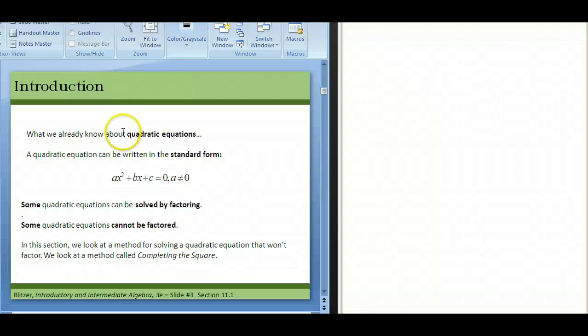Hi Math 95. In this video we're going to work through some examples in section 11.1 where we're working with quadratic equations and some applications of radicals. So the first thing that we are going to remind ourselves about is what a quadratic equation looks like.